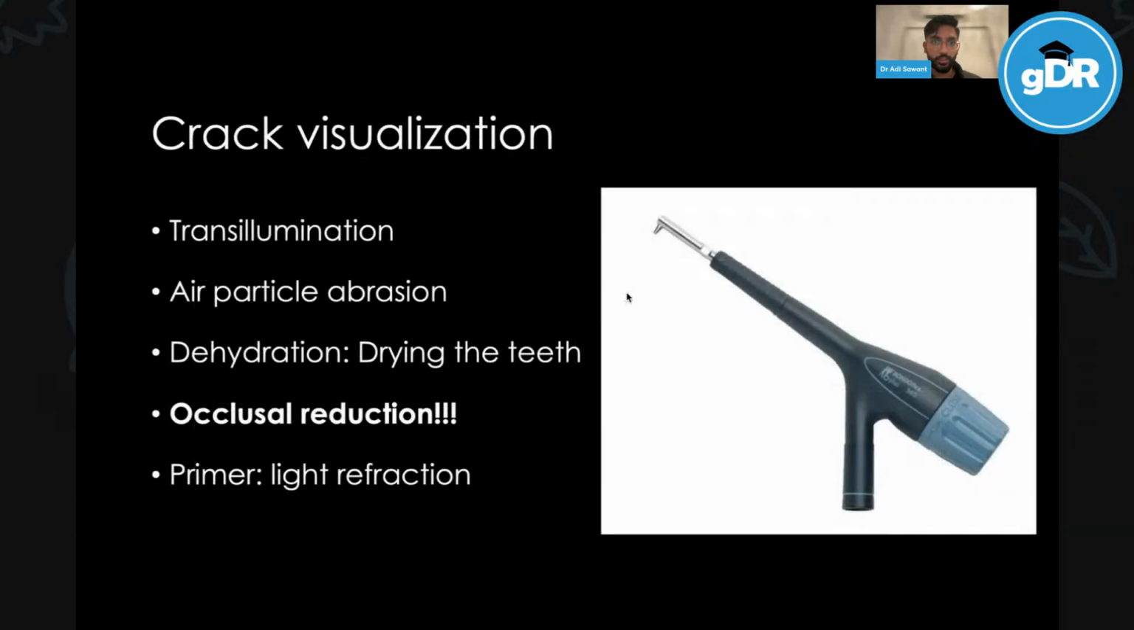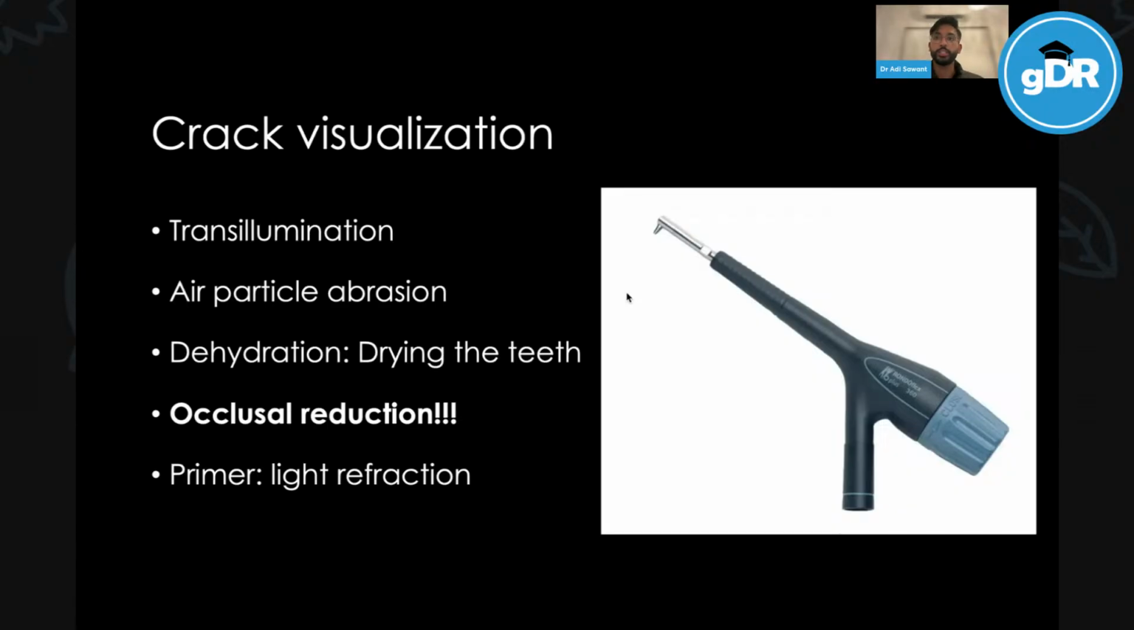How do we visualize these cracks? Good magnification is really important, obviously. Good photos as well. Transillumination is one method. One thing that can help is air particle abrasion or dehydrating the teeth. You will see in some of the pictures later, just drying some areas of the teeth, you can immediately see the crack a lot more. You can also apply some primer on the area, and what it does is it changes the light refraction and helps in some cases if you're really doubtful.